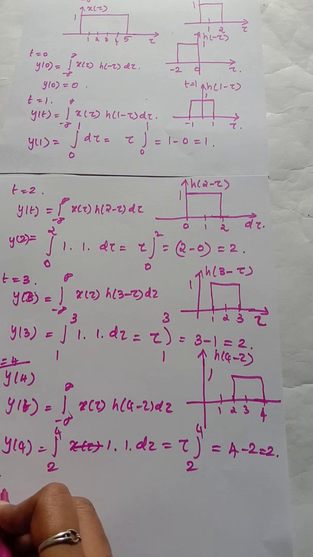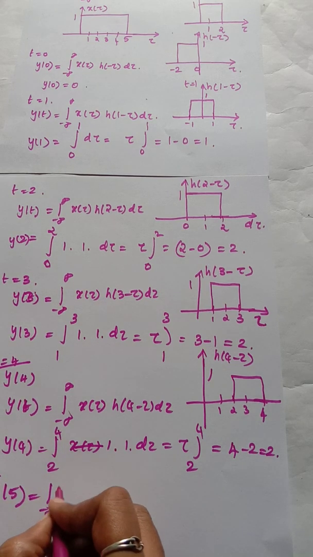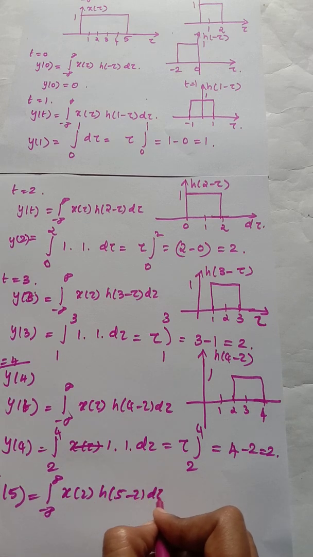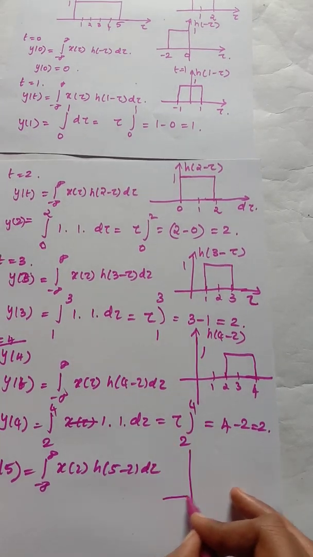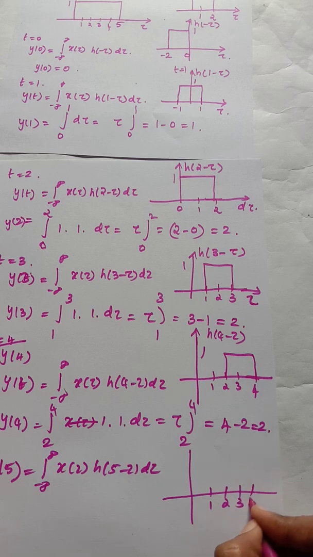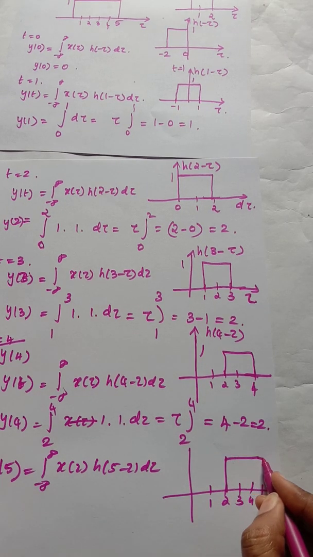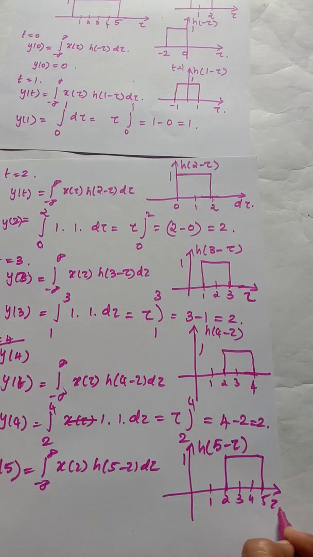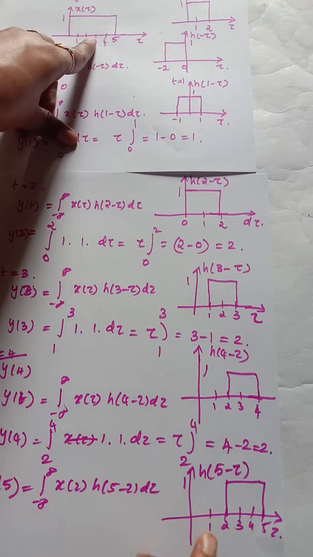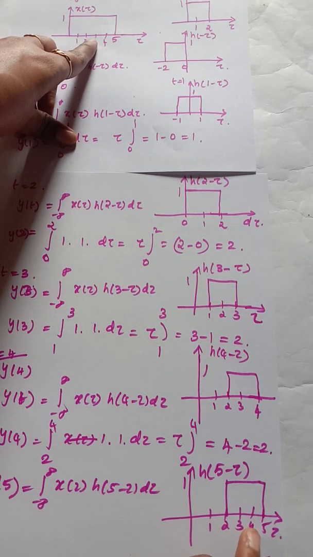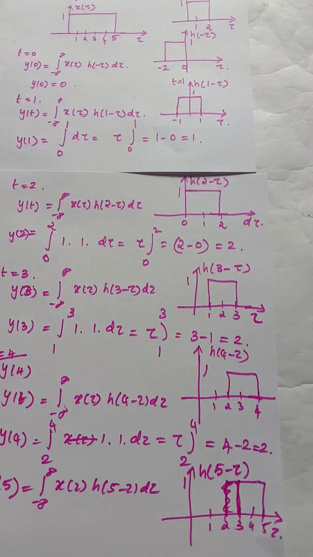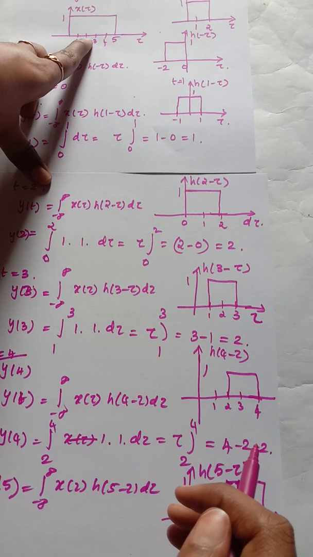Similarly, find time t equal to 5. So I will get y of 5, the integral from minus infinity to infinity of x of tau h of 5 minus tau d tau. So when you substitute h of 5 minus tau, what you will get is 1, 2, 3, 4, 5. So this is shifted to 2 to 5. So the amplitude is 1. Now here the common signal is, sorry, here it is not 2, here it is 3 to 5. Okay, so 3 to 5, here you also have 3 to 5.